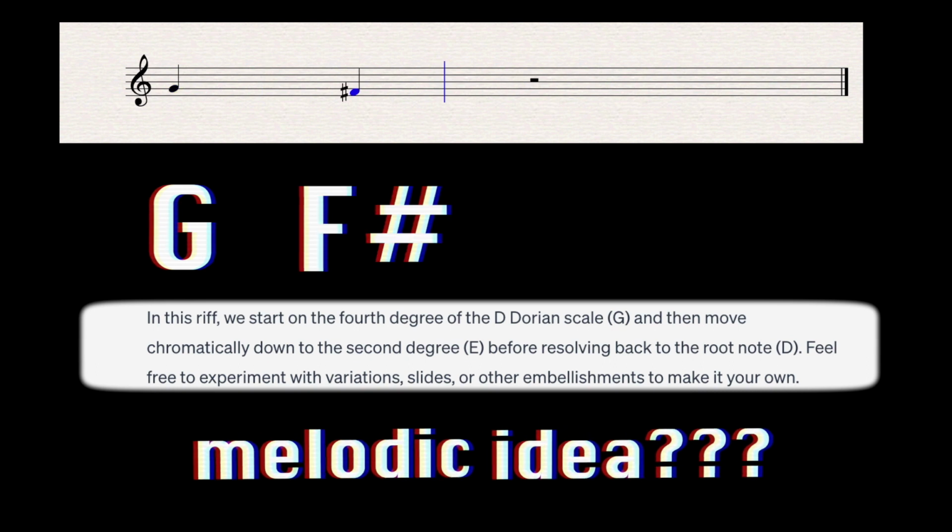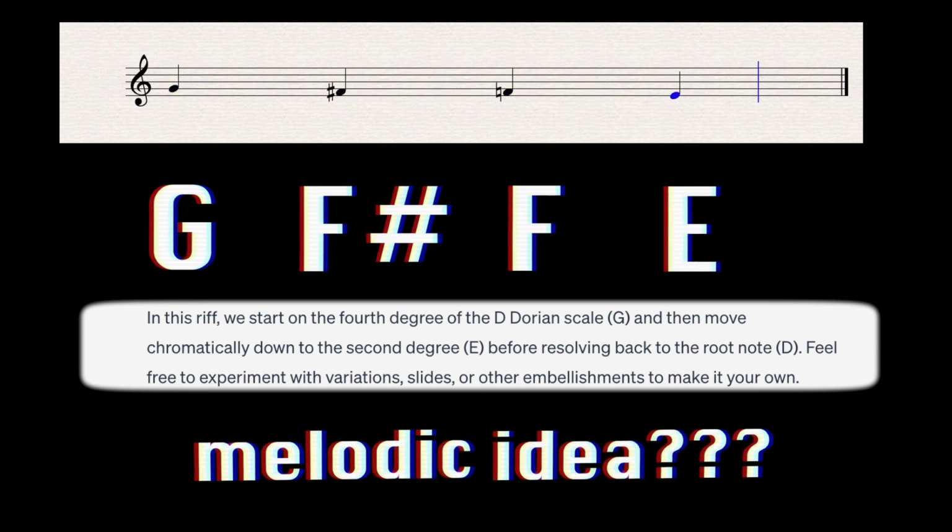But that idea of a chromatic starting from the G, which would be the 11th, going down to the 9th, and then resolving, I think there's probably something there. So let's experiment with that melodic idea. That little nugget that ChatGPT gave us, just in text alone, is gonna be worth trying to explore. So let's try it out.